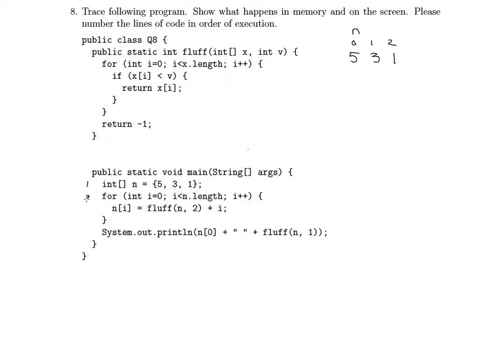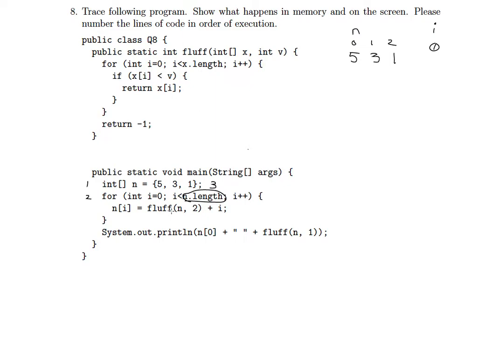For step 2, I'm starting a for loop, and that means I have an i variable now to keep track of, so I'll keep track of that here. And it starts at 0. n.length is always 3. That's never going to change, so you might want to write that in just so you don't have to remember it every time and look back. 0 is less than 3, so I go in here. n sub 0 is equal to fluff.